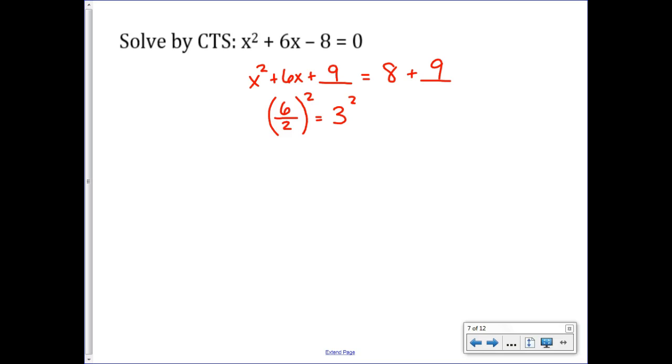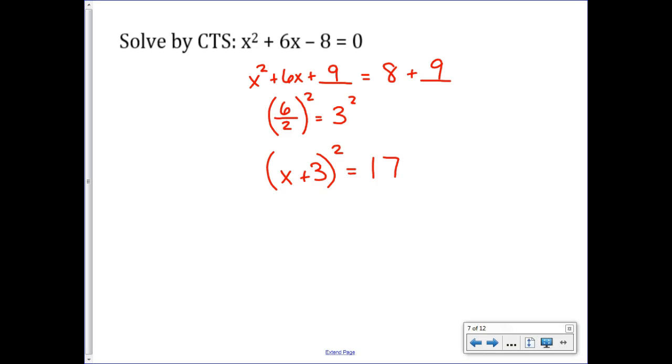Then you're going to be able to factor the expression on the left. So x squared plus 6x plus 9. Two numbers that add up to 6 and multiply to 9 would be positive 3. 3 plus 3 is 6. 3 times 3 is 9. And it should match that value that we found. So this is x plus 3 quantity squared. That equals 8 plus 9, which is 17.